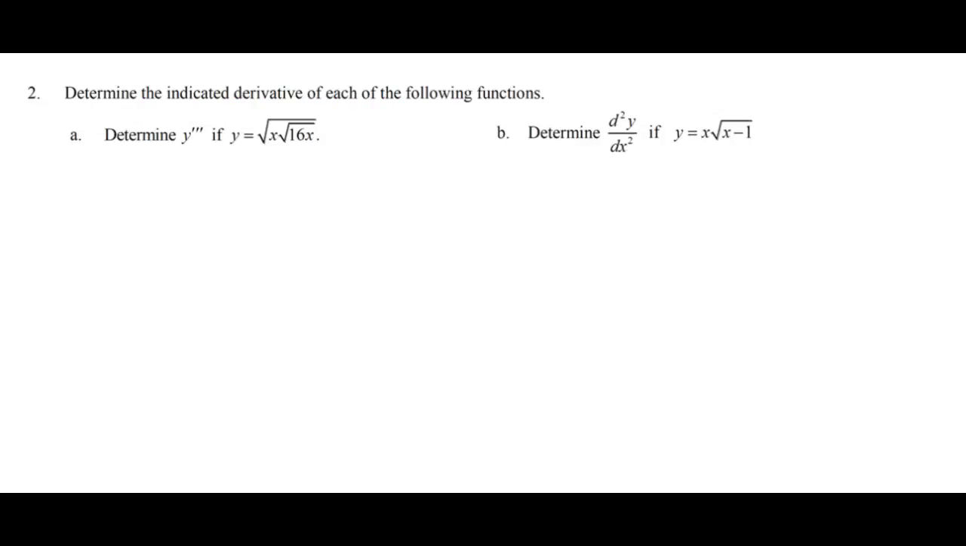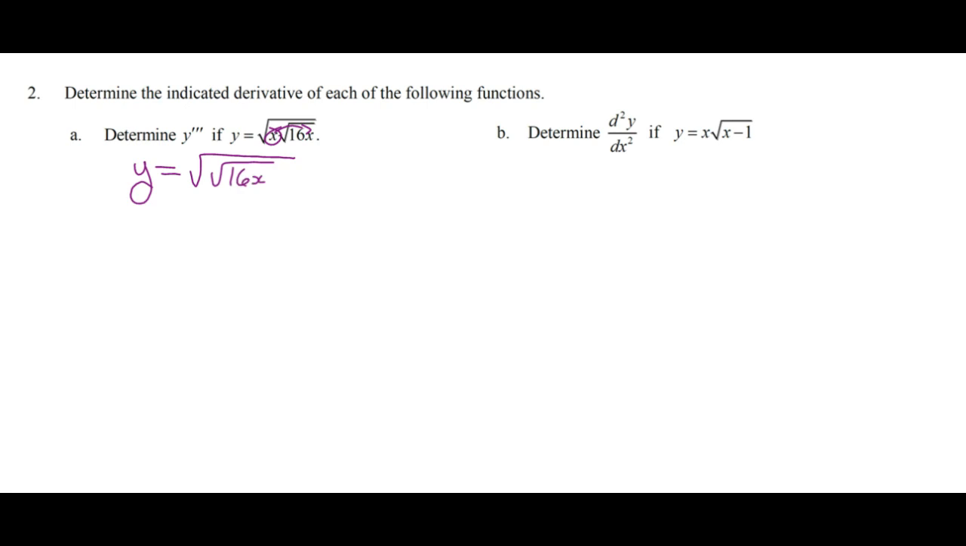Determine the indicated derivative of each of the following. So determine y triple prime, so the third derivative, if y is equal to the square root of x times the square root of 16x. So we might want to manipulate this a little bit before we start. So we could say y is equal to, so let's take this x and move it under that root sign. If I'm going to move an x under a root sign, what have I got to do to it? Got to square it, right?